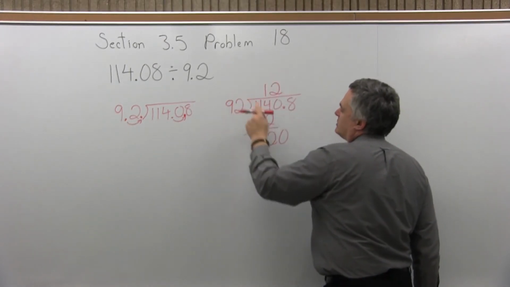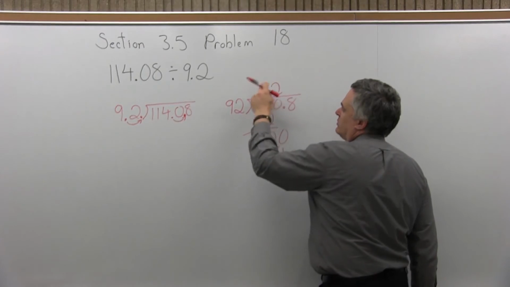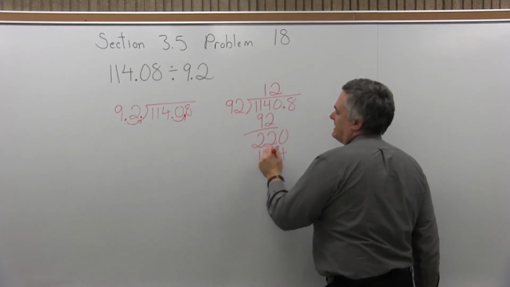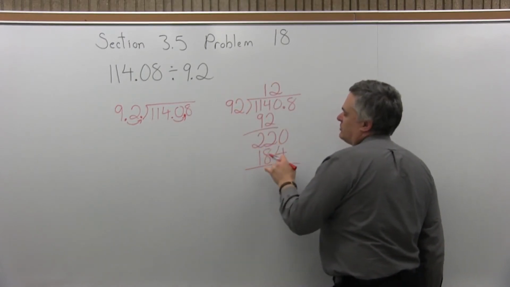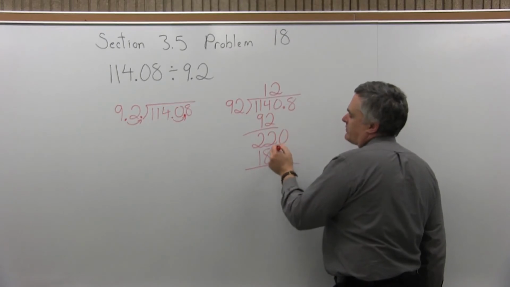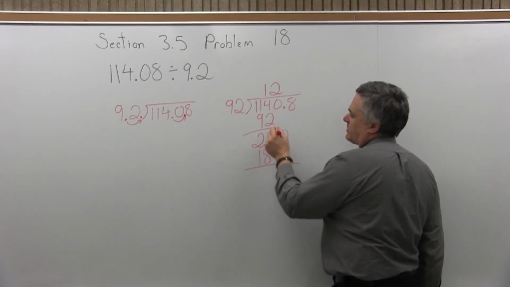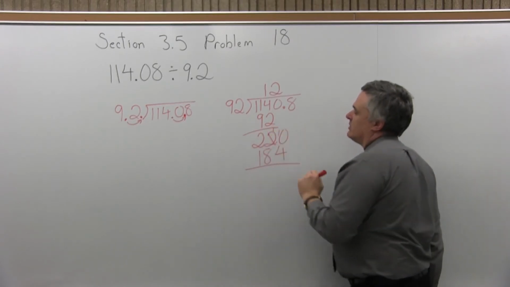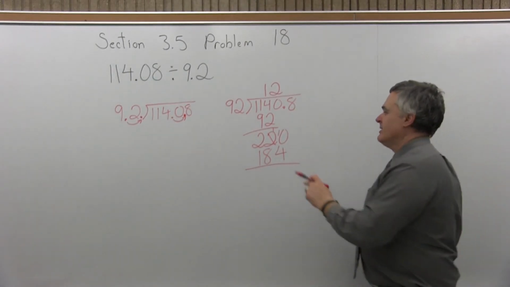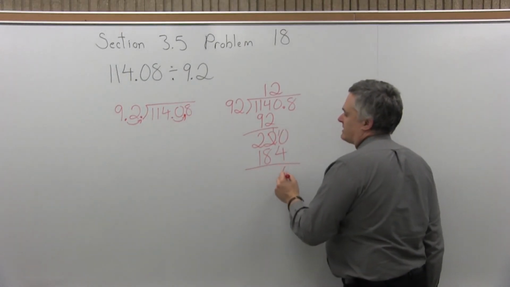So 2 times 2 is 4. 2 times 9 is 18. So that gets me pretty close. Do my subtraction. 0 minus 4. The 0 is not big enough to subtract. So borrow from the 2, make it a 1. Turn the 0 into a 10. 10 minus 4 is 6.